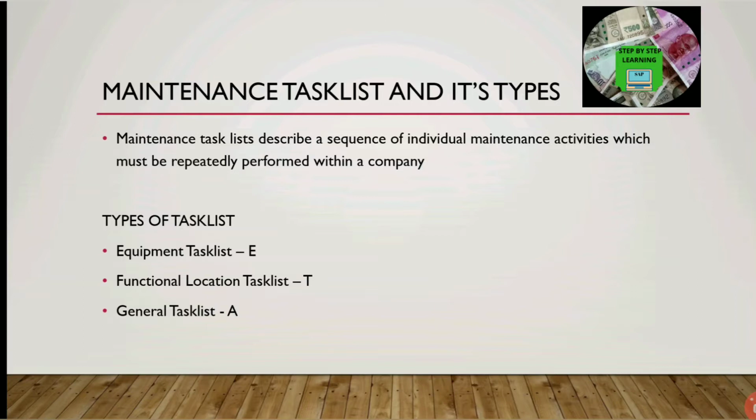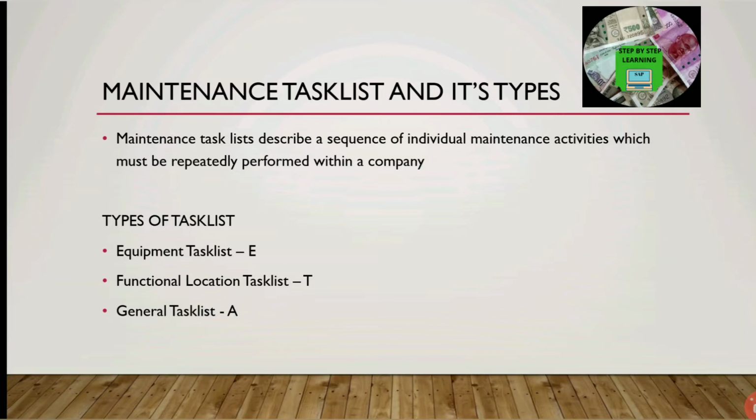So that is the general location, the place where some gratings and any other assets are installed. If you want to check that location, you can create a functional location task list. So the next thing is the general task list. The general task list will be created.